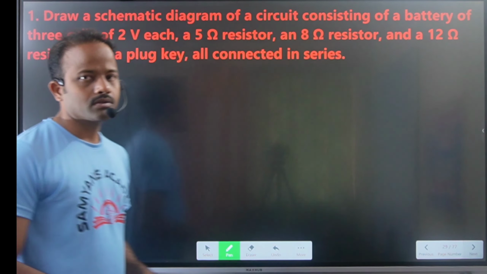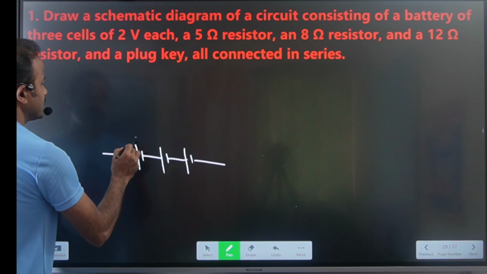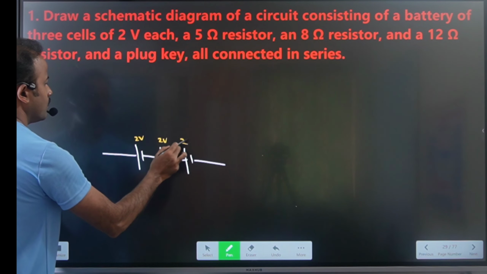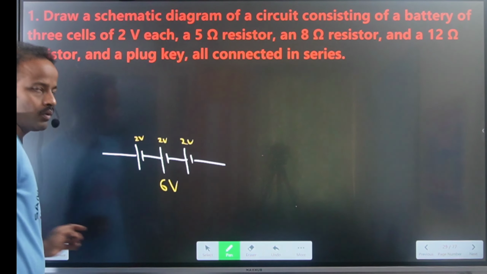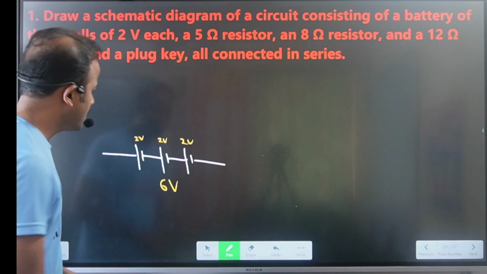Then how do you draw the circuit here? Let us see, here we have, draw a schematic diagram of a circuit consisting of a battery of 3 cells. How many cells are there here? A battery of 3 cells, so here 3 cells. So how do you calculate the total voltage of this battery? Each one is having 2 volt, 2 plus 2 plus 2. Total voltage is how much here? 6 volt. The battery voltage is 6 volt.